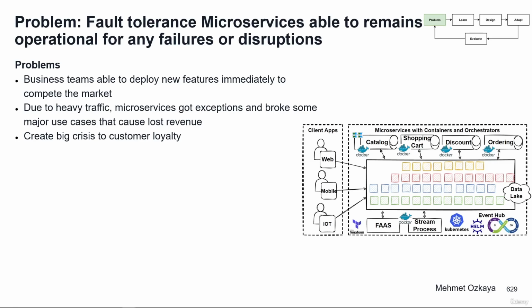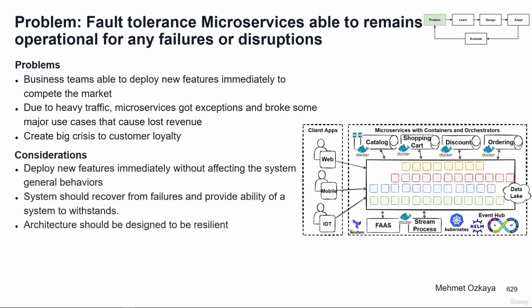But in some cases, due to heavy traffic, microservices got exceptions and broke some major use cases that cause lost revenue and create a big crisis for customer loyalty. And this is a really important topic. Microservices should remain operational despite any failures or disruptions and recover from the failures.